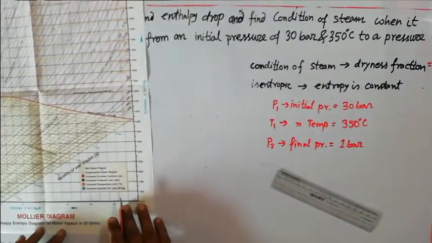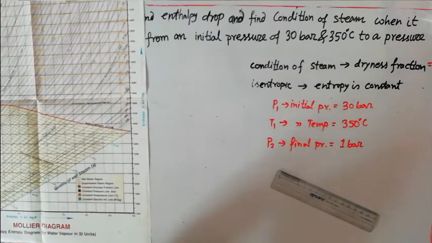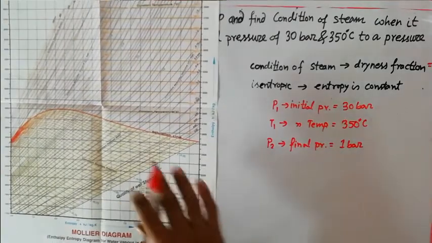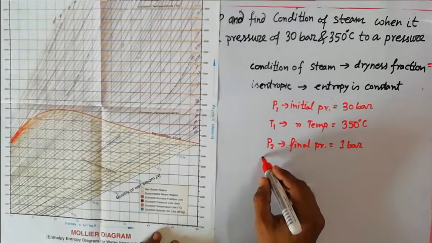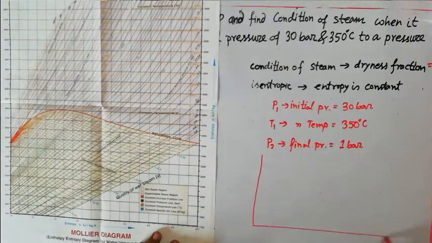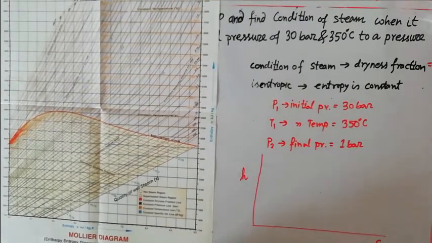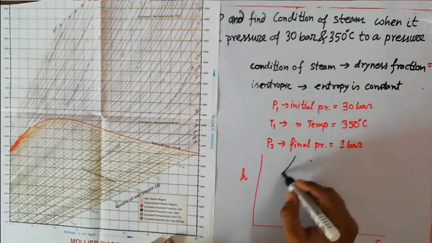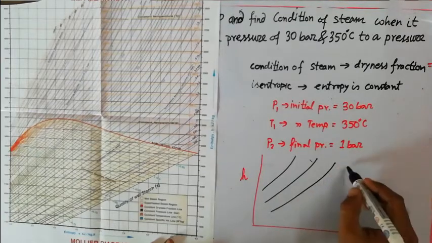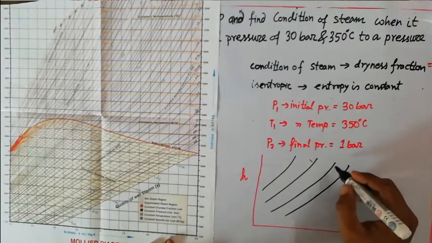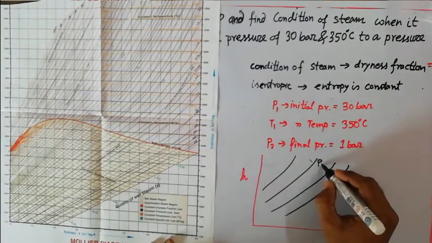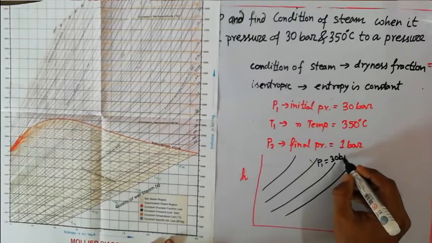So if I project all those things over here, it will look like this. Suppose I am trying to show you how this process will look if you put it on a Mollier chart. Suppose this is the Mollier chart, this is H and this is S. Now first try to find out the P1. P1 is the pressure line. The pressure lines are lying this way, and suppose this is the line I am considering, that is P1, the 30 bar pressure line.